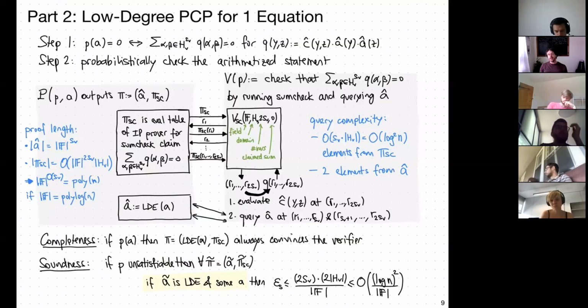Okay, so that's the analysis of the low degree PCP, and let me look at some of the questions in the chat. So the complexity for computing this PCP is indeed exponential. This is not a doubly efficient proof system. The prover, we think about it as computationally unbounded, and it needs to do a whole lot of work.